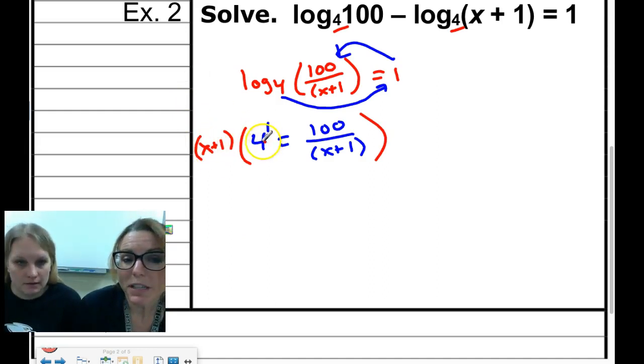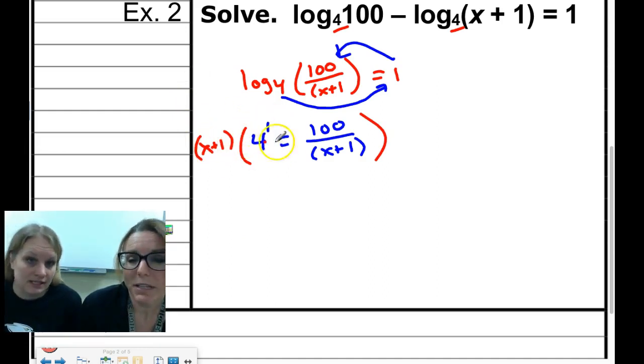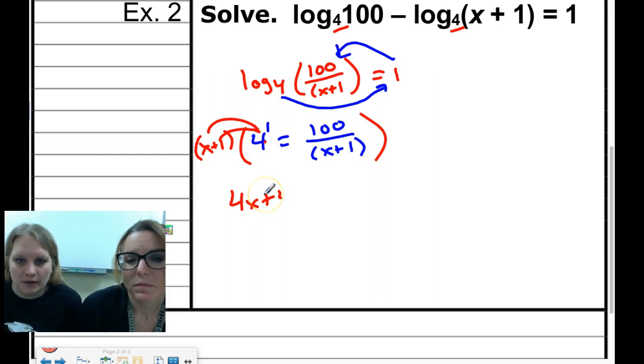Okay. So if you multiply the left side, you're going to get 4x plus 4. Just 4 times x is 4x, and then 4 times 1 is plus 4, is equal to 100. And those then cancel on this side, and we're just left with 100.